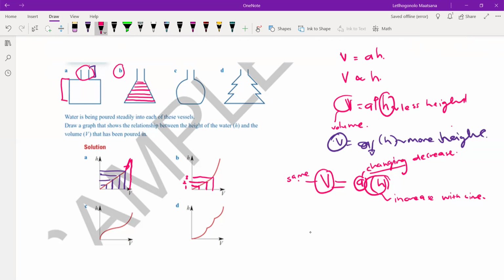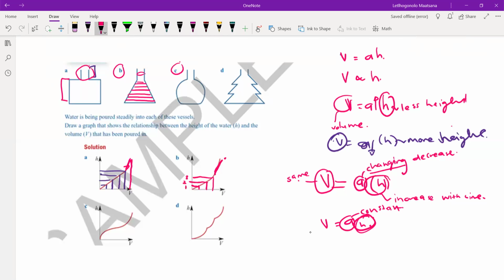Good. And then we get to a part where we have constant cross-sectional area. So there is going to be a constant change in height. So you get sort of a straight line there. Right. Not sort of a straight line, but a straight line. Then let's look at C.